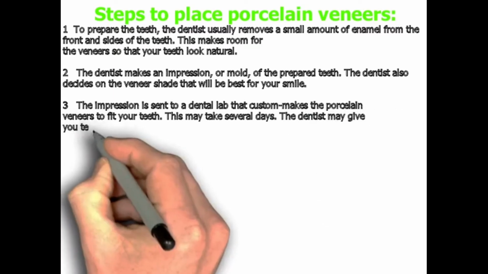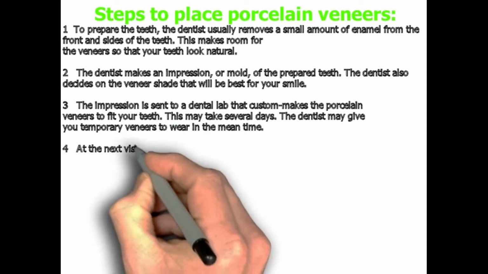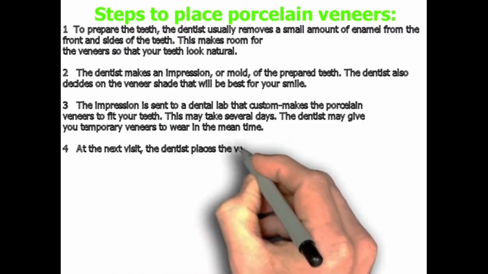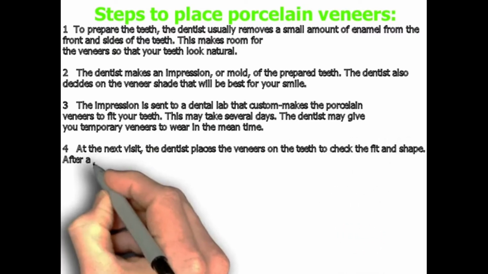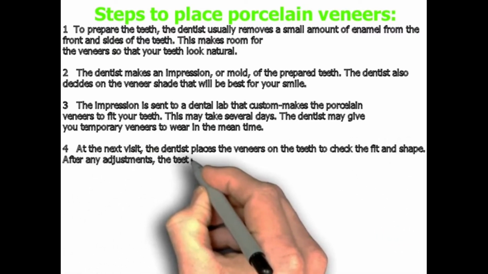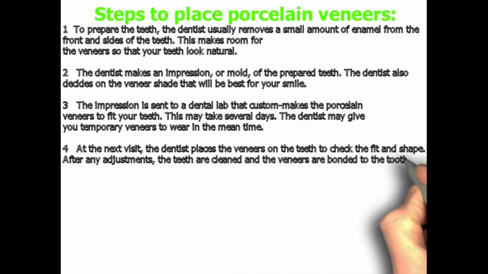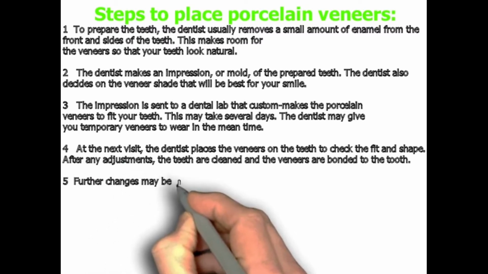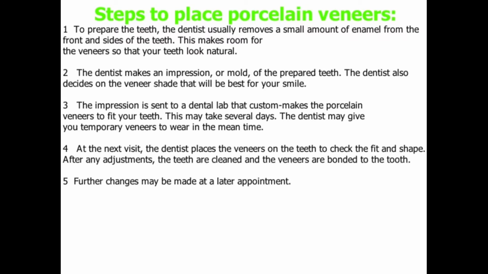Point number 2. The dentist makes an impression or mold of the prepared teeth. The dentist also decides on the veneer shade that will be best for your smile. Point number 3. The impression is sent to a dental lab that custom makes the porcelain veneers to fit your teeth. This may take several days. The dentist may give you temporary veneers to wear in the meantime.